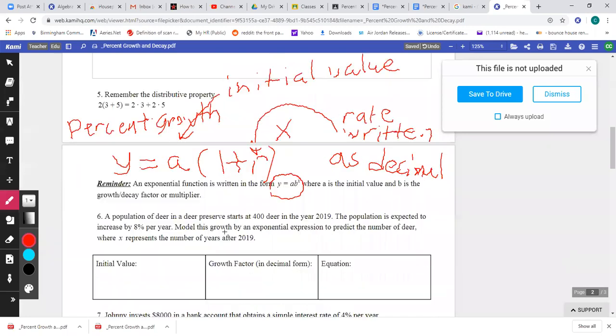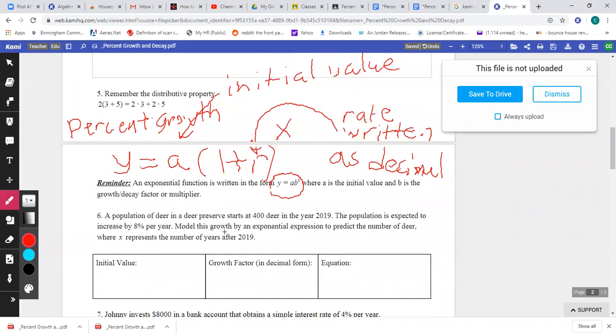So let's go ahead and do number 6. A population of deer in a deer preserve starts at 400 deer in the year 2019. The population is expected to increase by 8% per year. Model this growth by an exponential expression to predict the number of deer, where x represents the number of years after 2019. Okay, now my initial value here is 400, and my growth factor, I'm going to change that 8% to a decimal. It's 0.08.